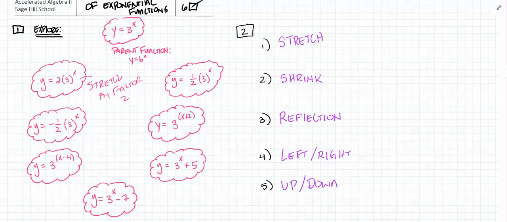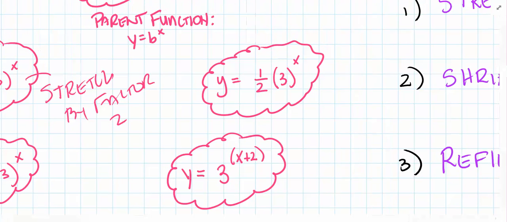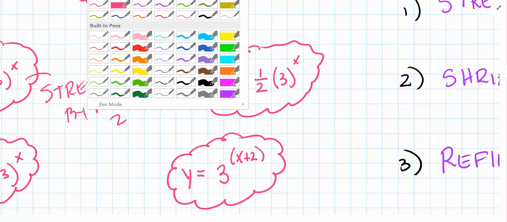Hopefully you had a chance to explore some of those and you have some answers. All right, so these are the words that I was going for you guys to sort of discover: a stretch, a shrink, a reflection, left or right, and then up or down. So what did you guys notice about, we already did the first one, so let me zoom into this. What did you guys notice about 1/2 3 to the x? Anybody notice anything about this one?